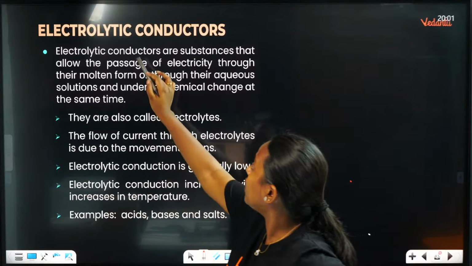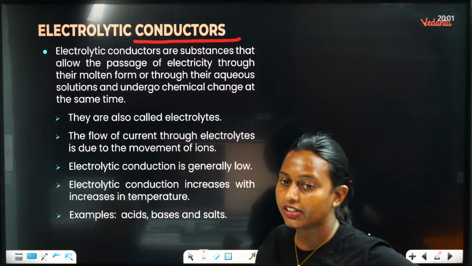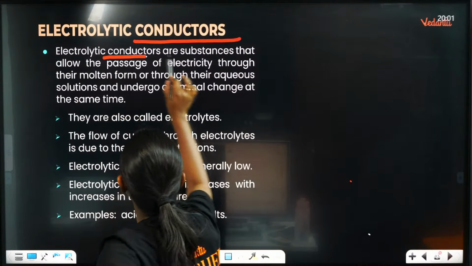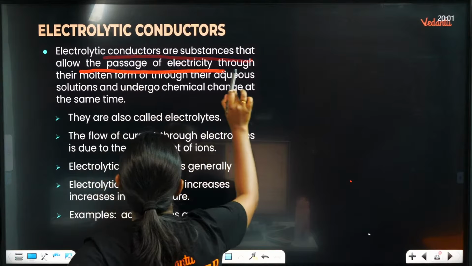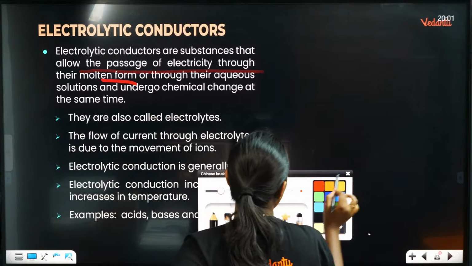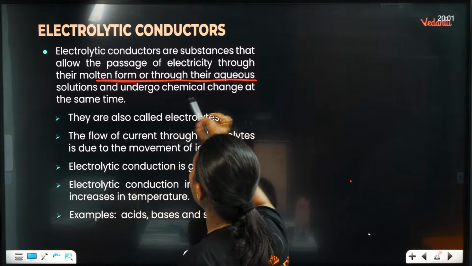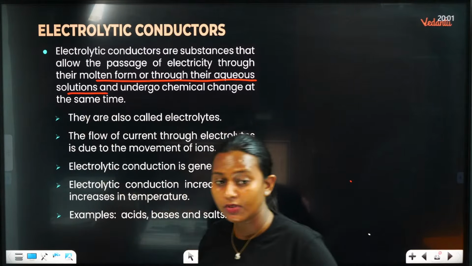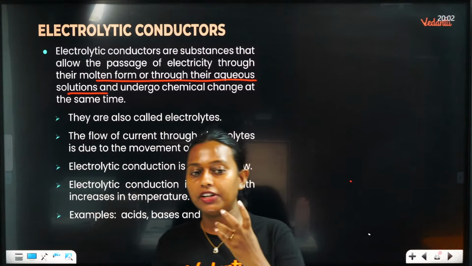So what do electrolytic conductors mean? Electrolytic conductors are substances that allow the passage of electricity through molten form. This is very important. Or through their aqueous solution. For example, we are taking salt.